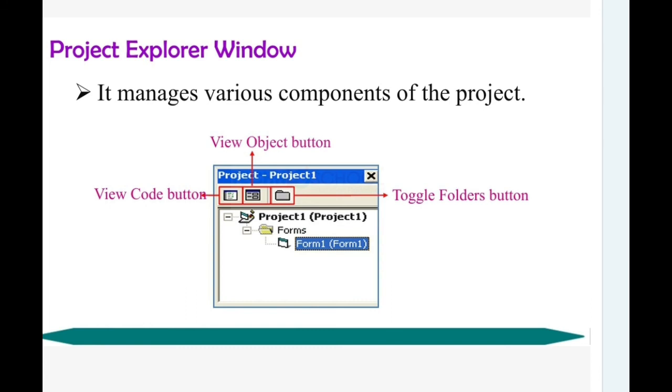Already we explained the IDE, the integrated development environment. We have all the windows. If you want to switch between them, you can just click the View Object button and go to your object screen. If you want the programming window, just click the View Code button. You will get the coding screen.